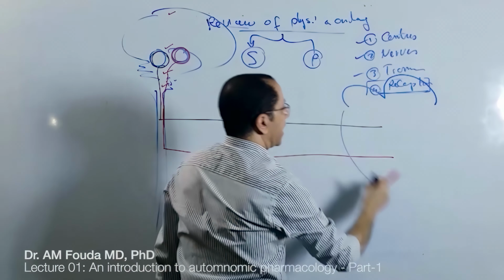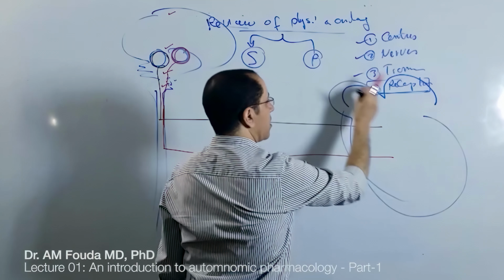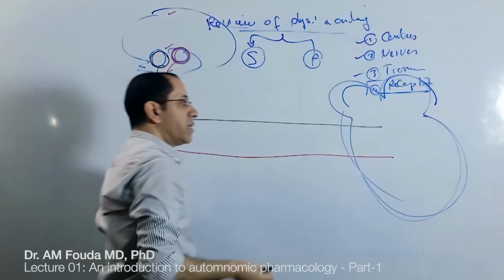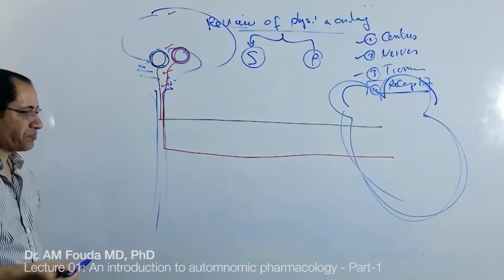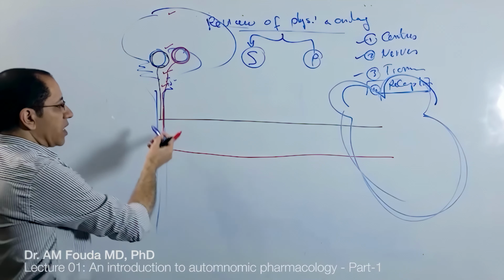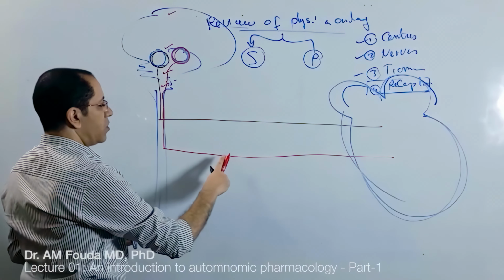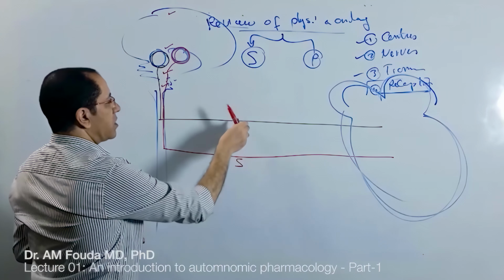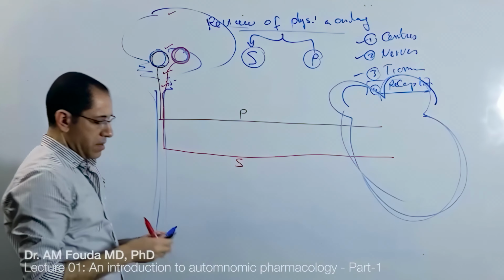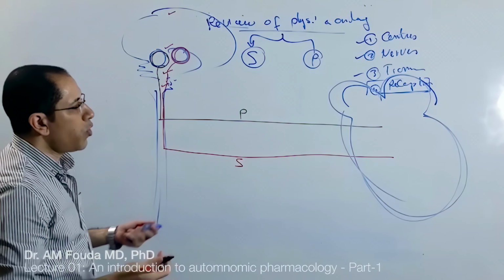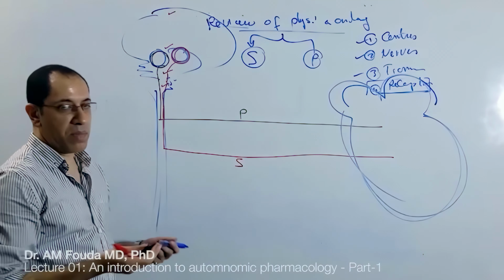To summarize, nerves come from higher centers, pass through the spinal cord until they reach the internal organ and end with what is known as nerve terminal. And those nerve terminals of the sympathetic system are different from those of the parasympathetic system.